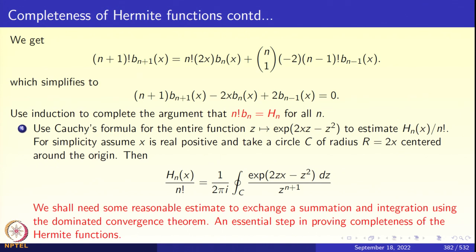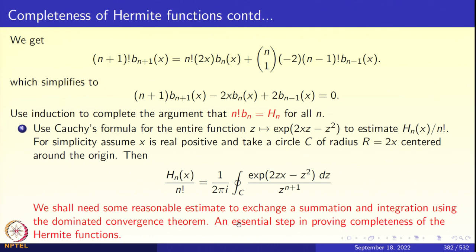Remember, e to the power 2xz minus z squared is the exponential generating function. That is, it is a generating function for H_n(x) upon n factorial. So that's an entire function, and its coefficients are going to give you information about H_n(x) upon n factorial. So what does Cauchy's formula give you? The Cauchy's formula for derivatives will tell you that H_n(x) upon n factorial is 1 upon 2 pi i times the integral over a circle centered at the origin of e to the power 2xz minus z squared upon z to the power n plus 1 dz. That's the thing that is displayed in the slide, and this is simply the Cauchy integral formula for the derivatives of a holomorphic function.